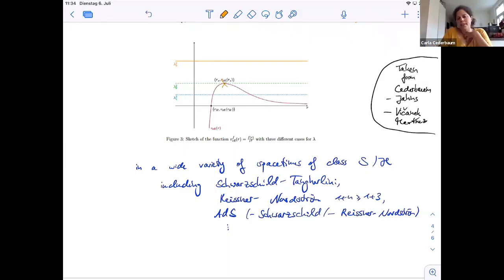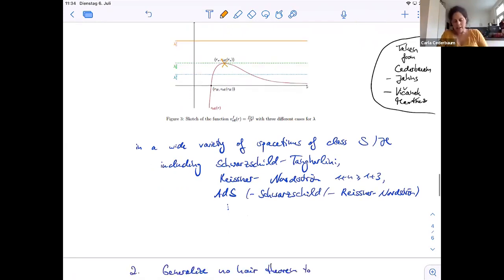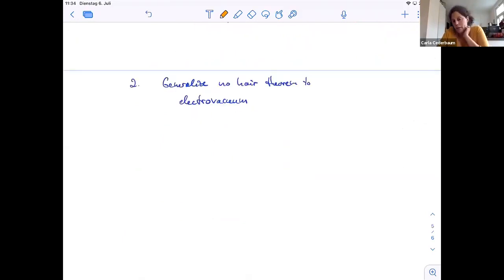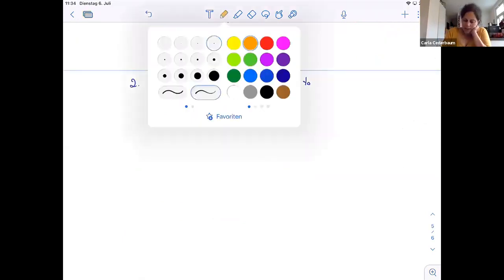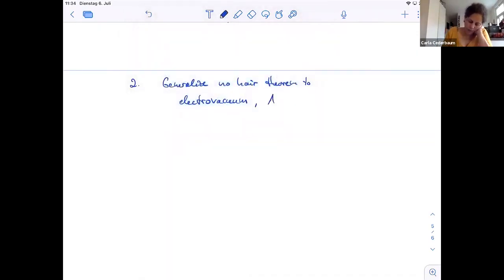So we can do this analysis in a wide variety of spacetimes of class S, also in this more general class H that I mentioned before. And this class includes Schwarzschild-Tangherlini, Reissner-Nordström in spatial dimensions larger or equal to 3, AdS-Schwarzschild, AdS-Reissner-Nordström, and also Kottler spacetimes with different spatial cross sections. And we can also generalize the no-hair theorem to asymptotically flat uniquely electrovacuum spacetimes in this paper. Thanks very much.